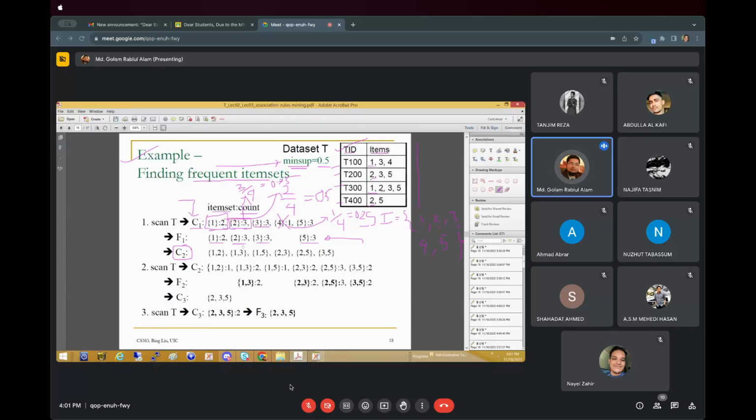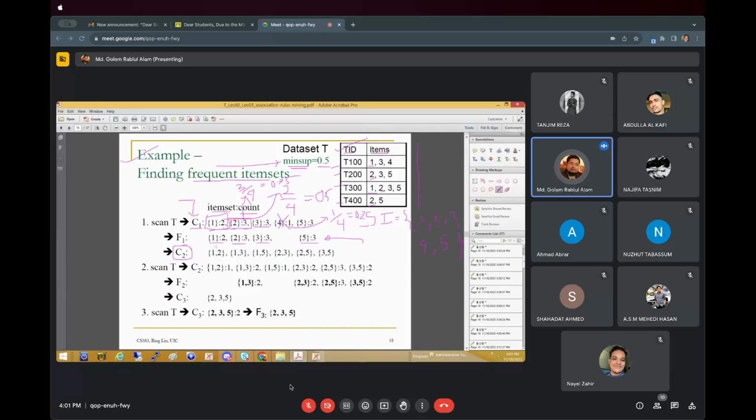So candidate item set of 2 items. And now what we have to do for this is called candidate generation. We will see the candidate generation algorithm. But here you can see how to generate the candidates.